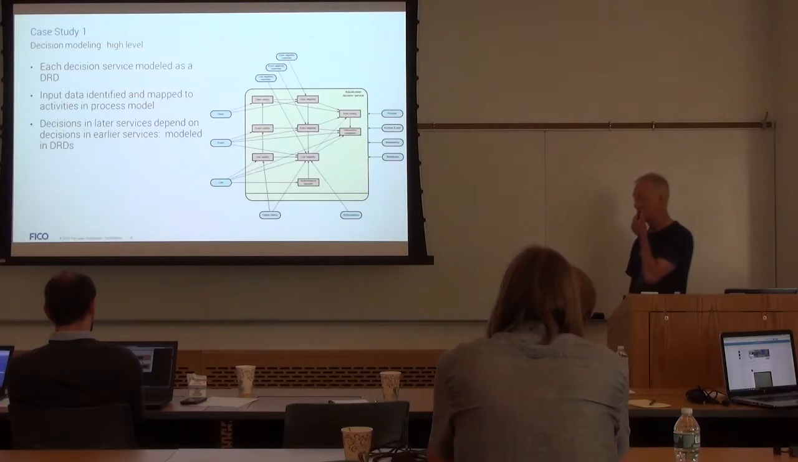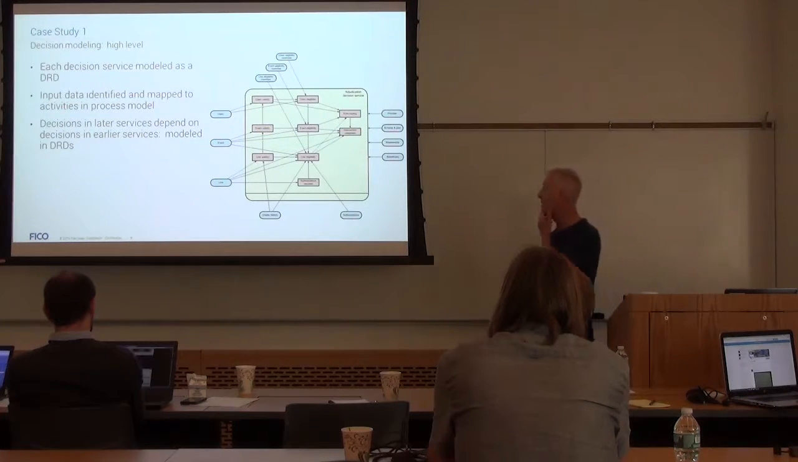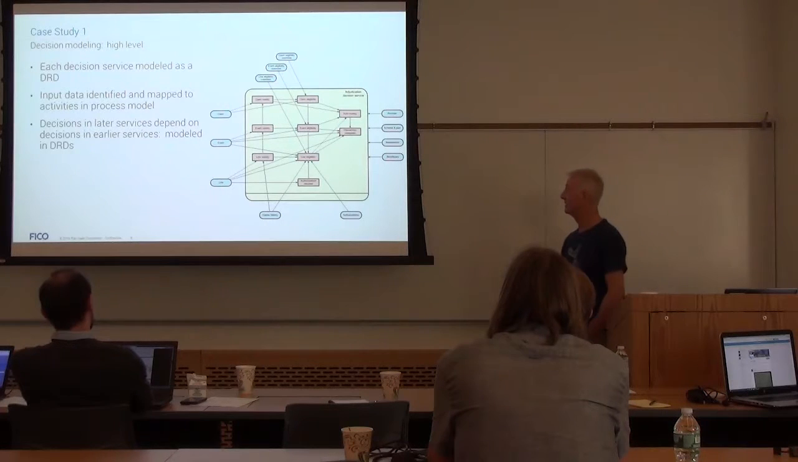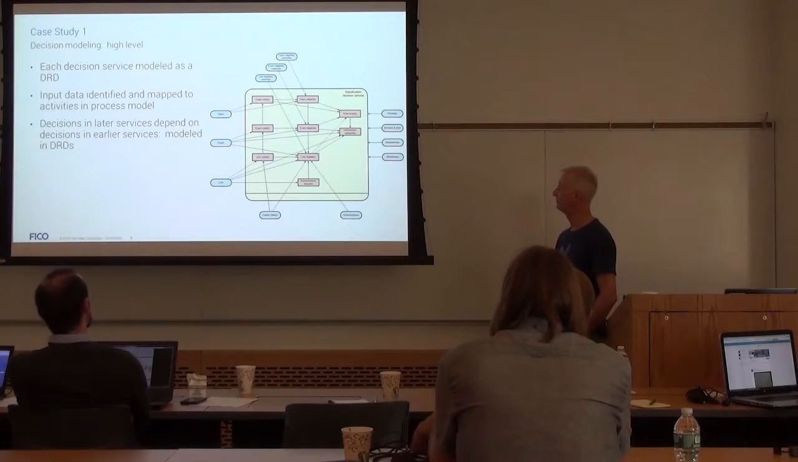So then we can move on to modelling the decision making in those services. We model each service as a DRD. Here's the DRD for the first service. We identify all of the data which are required by the decisions to be made, and we map that to the process. We found where in the process all those data would be connected.